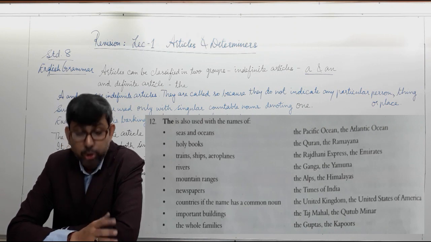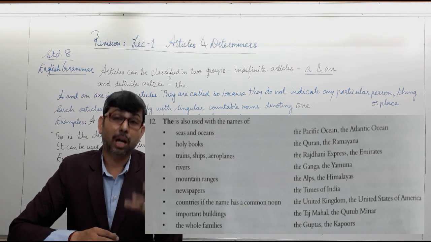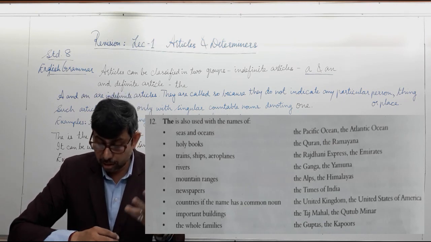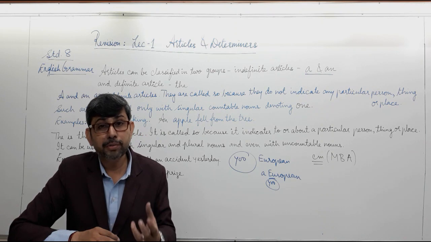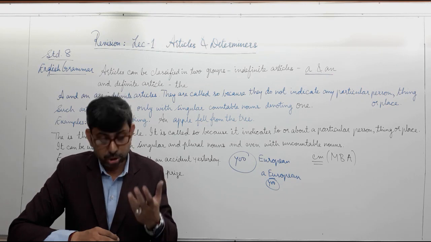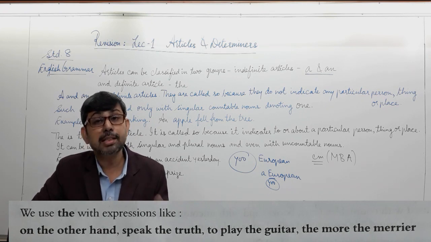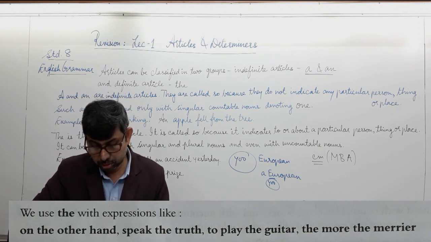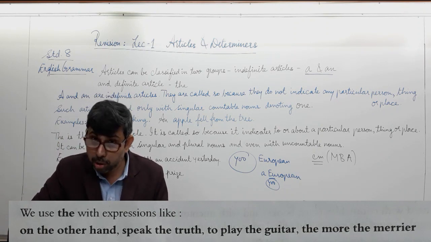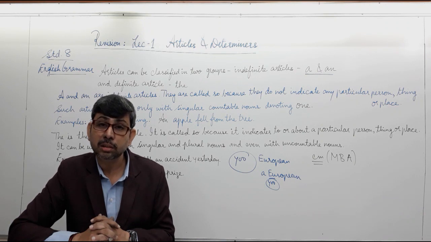The whole families: when you talk about entire families with their surnames, we say the Guptas, the Kapoors, the Sharmas, and so on. So these were the 12 ways where we use the article the. We also use the article the with expressions like finally, on the other hand, speak the truth, to play the guitar, the more the merrier. So these are also a few expressions where we make use of the article the.